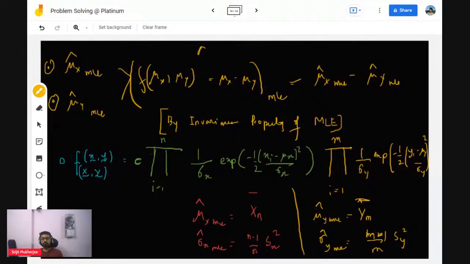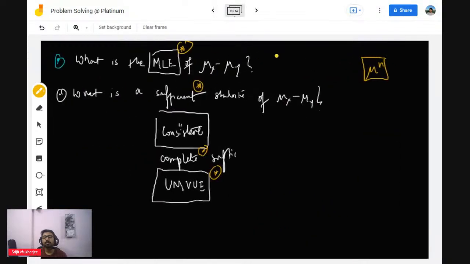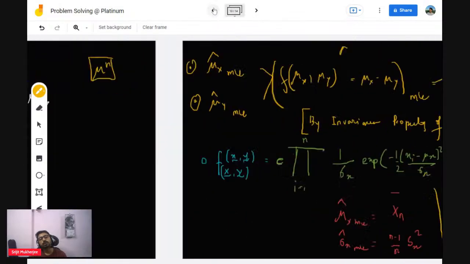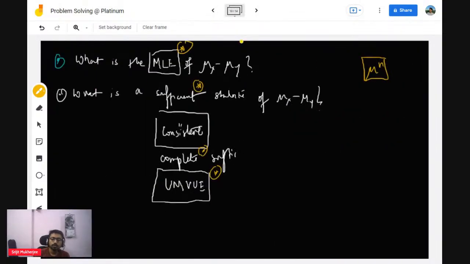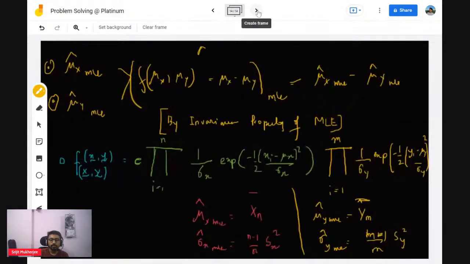Very good. So you have got the MLE, right? So we have got the MLE of mu x and mu y. So therefore the MLE of this will be x bar minus y bar. Simple, right? So got the MLE. X bar minus y bar.